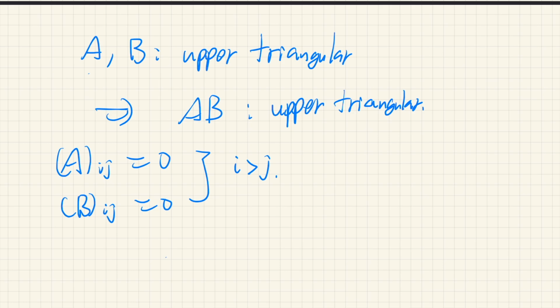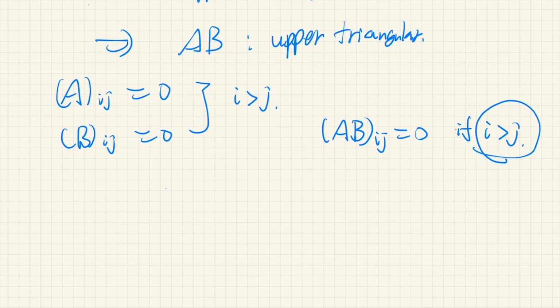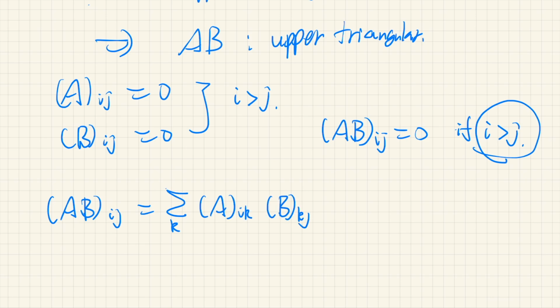What we want to show is that the ij element of their product is equal to 0 if i is greater than j. So let's assume i is greater than j. Then (AB)_ij is equal to the sum over k of a_ik times b_kj. Remember, i is greater than j.